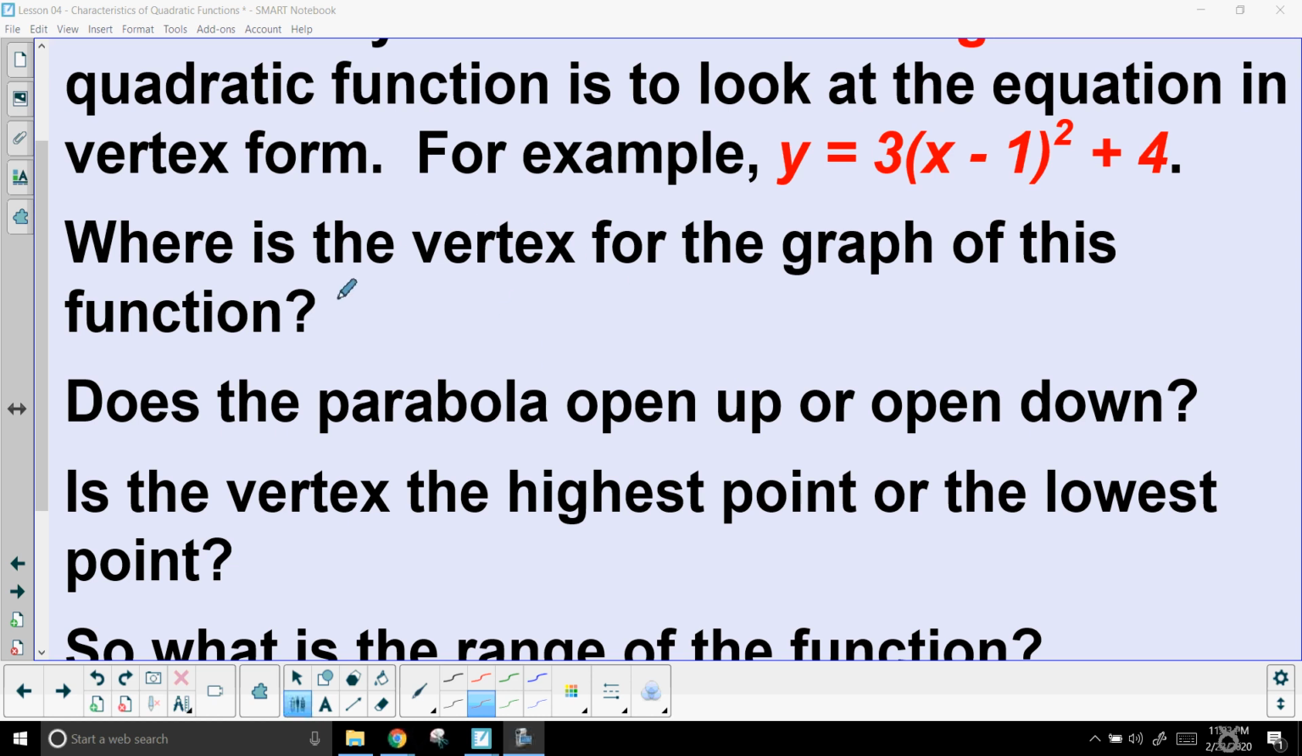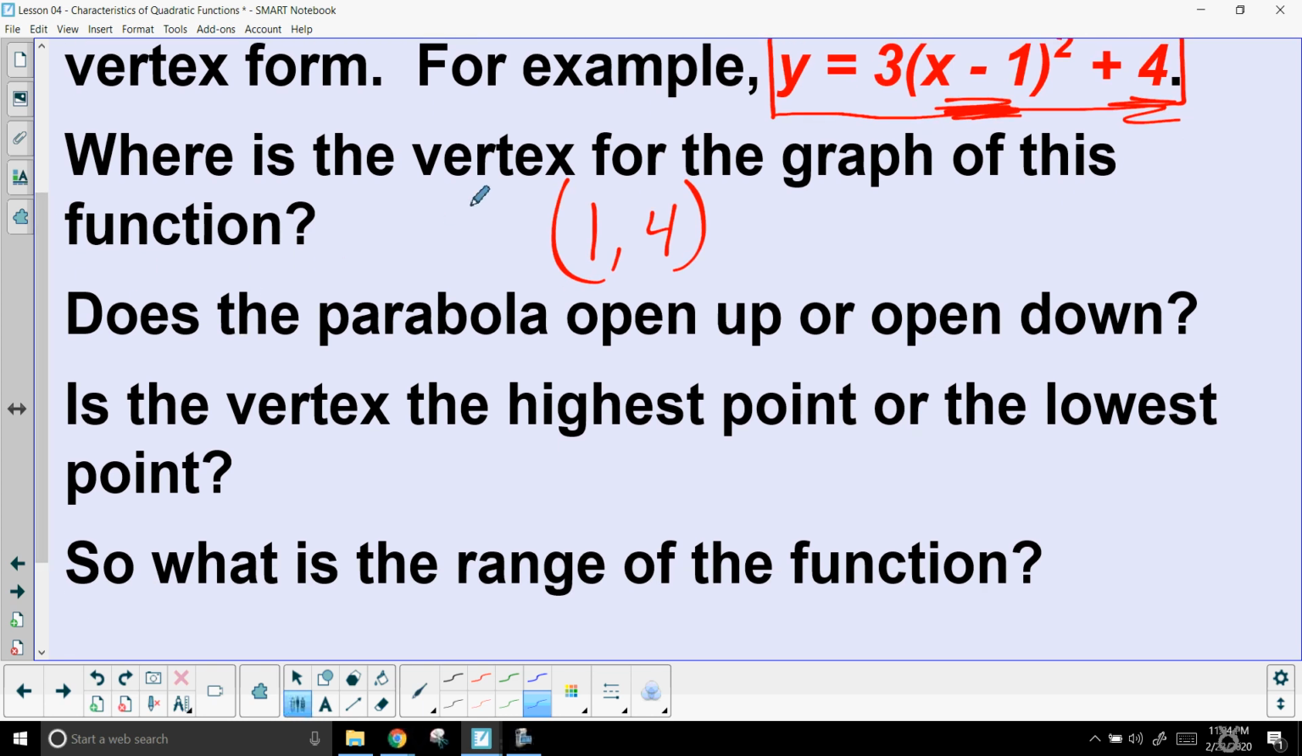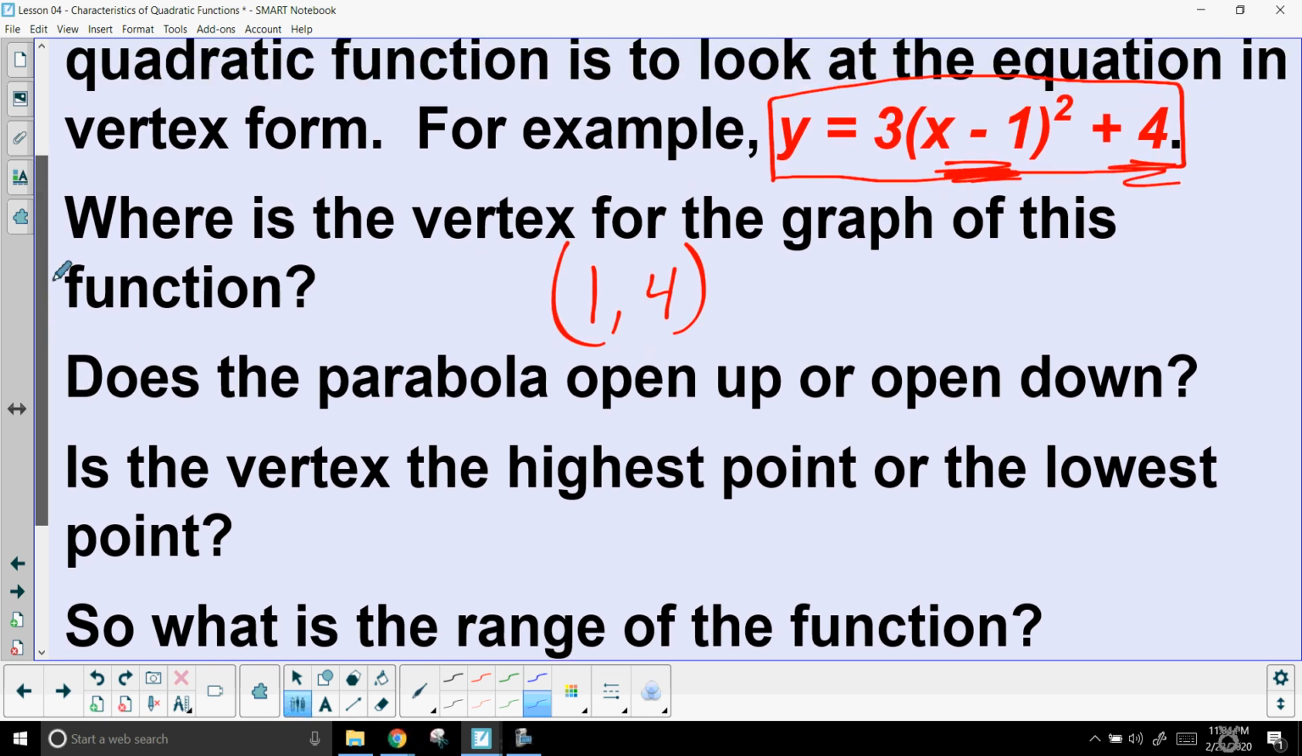It says, where is the vertex for the graph of this function? Like I said in class, you should be able to look at an equation and tell me most of these things. For example, this vertex should be 1, 4. Again, opposite, and you just keep the same sign there. Does the parabola open up or down? This is a positive leading coefficient. There's no negative, so this is going to open up.